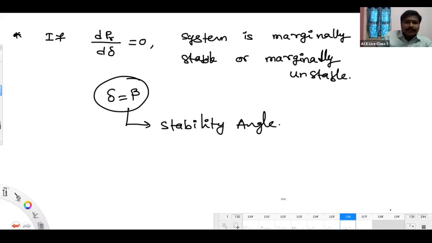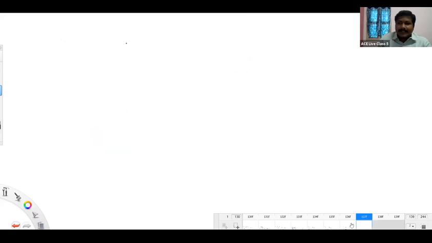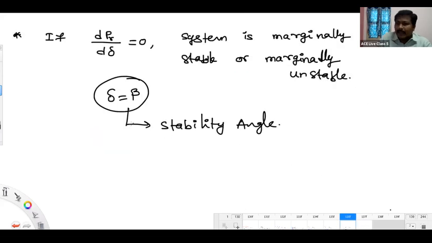So let's continue with the previous class. We are discussing the system stability point of view: at which point the system is stable. With respect to dP/dδ, we said this delta equals beta, which was the stability angle, below which the system will be stable, above which the system will be unstable.